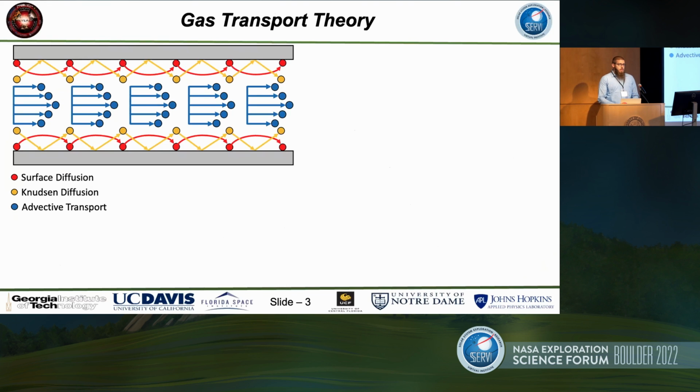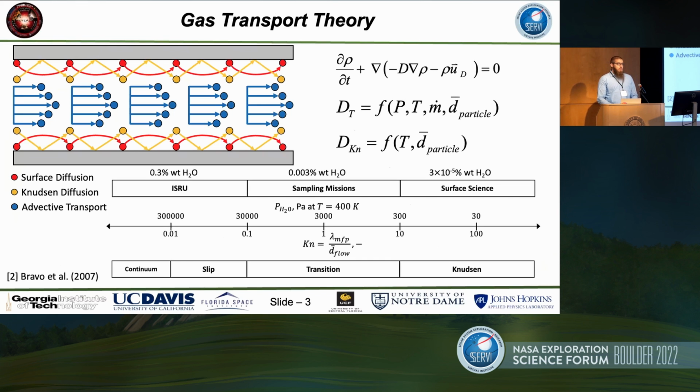Now I want to go over some of the gas transport theory relevant to microchannel flows in porous media. The three modes of diffusion are surface diffusion, Knudsen diffusion, and advective diffusion. The predominant mode often depends on the flow regime that the gas is experiencing, and this is categorized by the Knudsen number, which is a ratio of the mean free path of the gas to the average particle flow diameter in the packed bed.